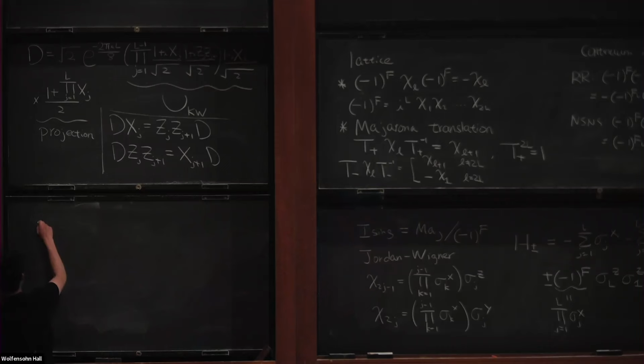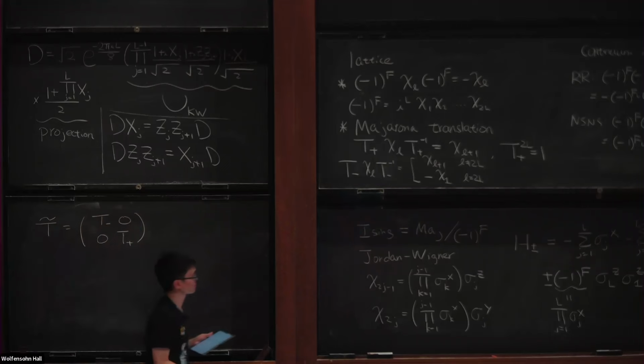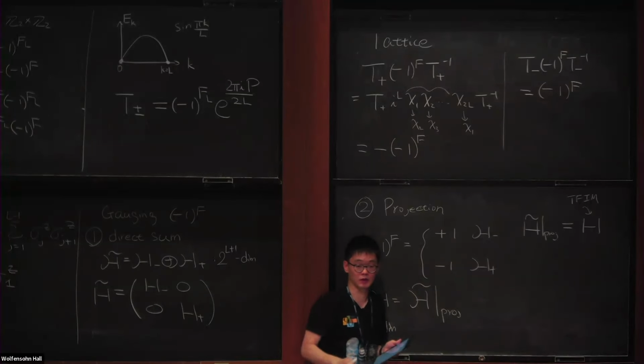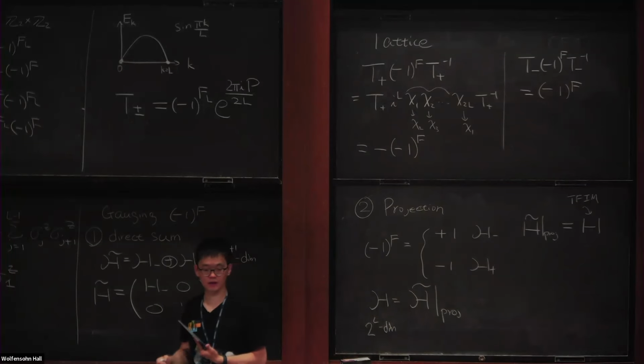So naively, you can define operator T tilde. Everything with the tilde acts on the bigger Hilbert space. You can define it to be T minus, T plus, and you put 0 on the two blocks. Remember, we have a different Majorana translation operator for the anti-periodic and the periodic problem. However, this operator doesn't survive the projection. It's a legitimate operator at step number 1, but when you try to go to step number 2, because T plus doesn't commute with (-1)^F, it doesn't act within that projected Hilbert space.